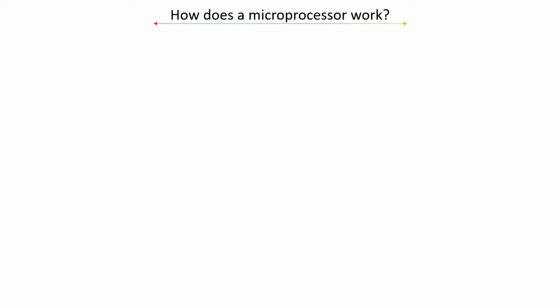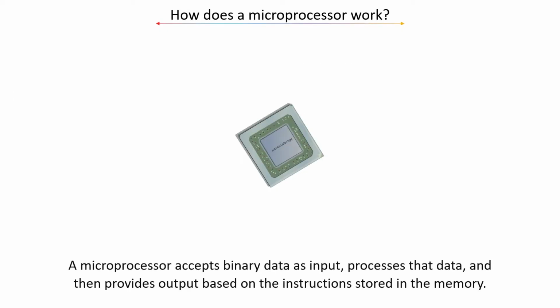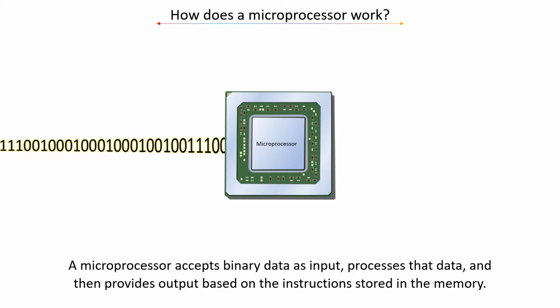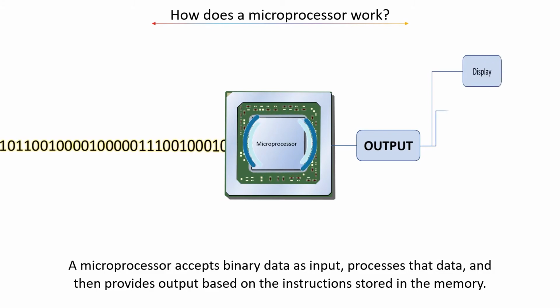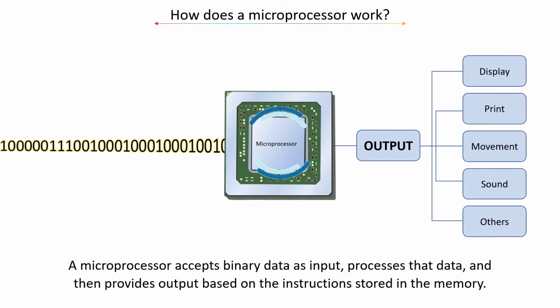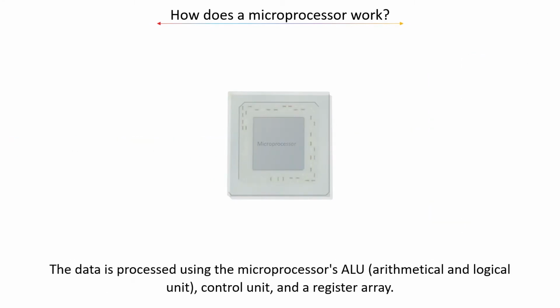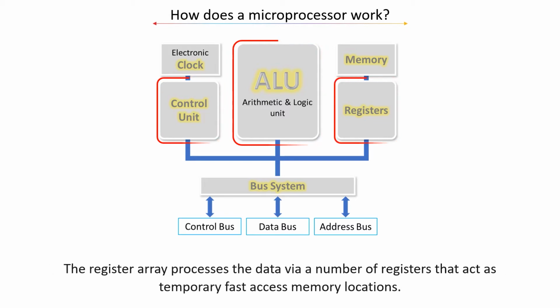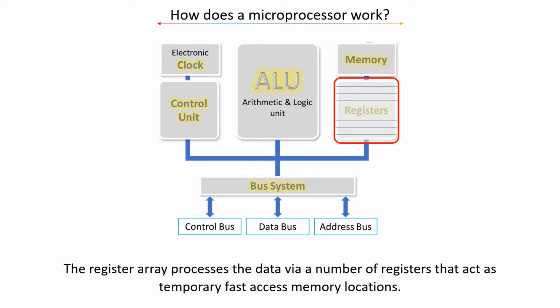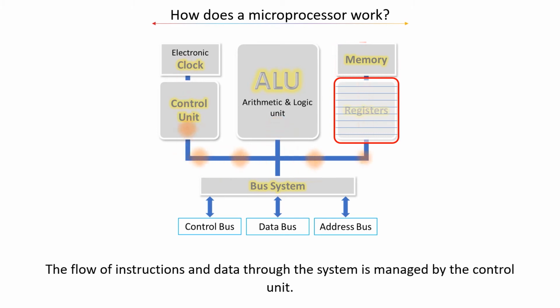How does a microprocessor work? A microprocessor accepts binary data as input, processes that data, and then provides output based on the instructions stored in the memory. The data is processed using the microprocessor's ALU, arithmetic and logic unit, control unit, and a register array. The register array processes the data via a number of registers that act as temporary fast access memory locations. The flow of instructions and data through the system is managed by the control unit.